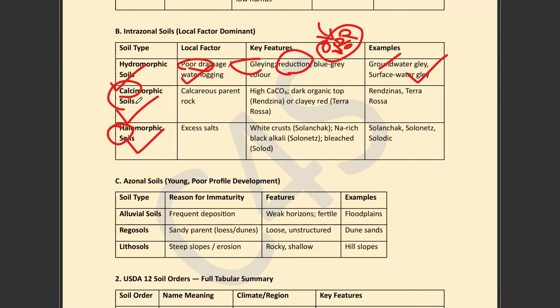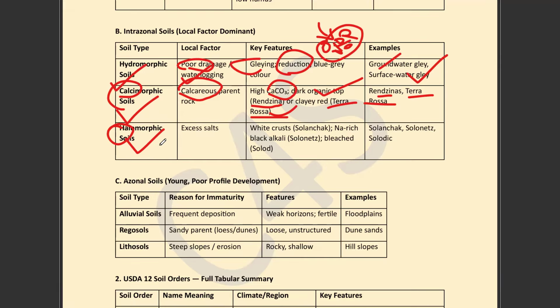Next, calcimorphic: as I already told you, it has a calcareous parent rock, and it will be high in calcium carbonate. It has a dark organic top, which is known as Rendzina, or clayey red, which is known as terra rosa. Examples: Rendzinas and terra rosa. The type of soil with a dark color or clayey red color is known as the Rendzina or the terra rosa, respectively.